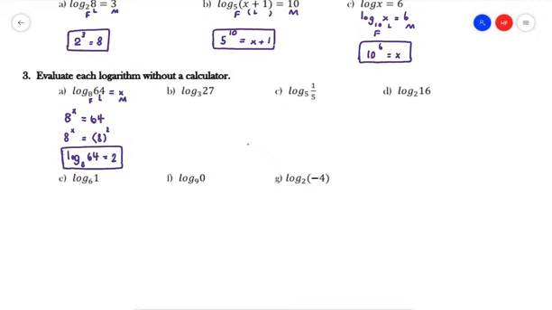So on B, we have 3 to the power of something is equal to 27. We want to write them as the same base. And 27 is 3 to the third. So that means x is equal to 3, which is that entire log. So log base 3 of 27 would be equal to x, which is 3.